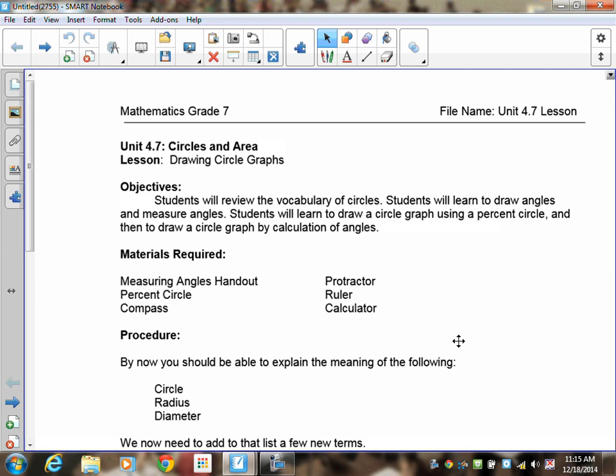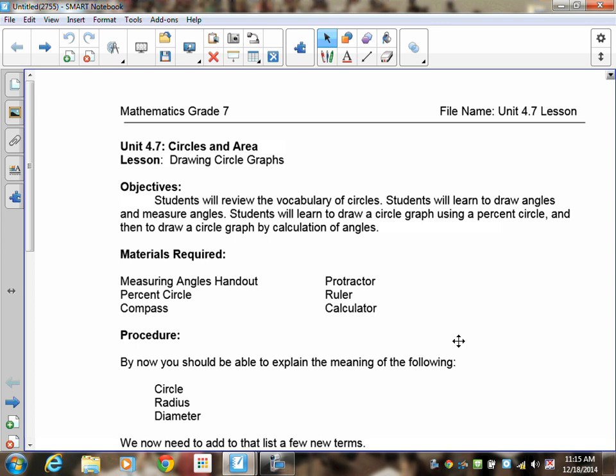So you're going to be using some materials. You can take a look at what you need here. We have a measuring handout that I'm not going to give you in this lesson because I'll just do the measurement of the angles on the smartboard here so you can take a look at it. We will talk about percent circles and I'll show you one. You are going to need a compass, a protractor, a ruler, and you will need a calculator.